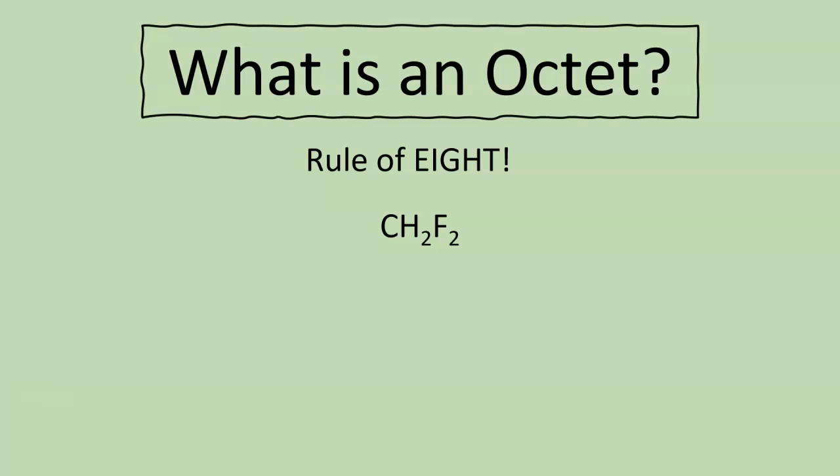So if we have a CH2F2 molecule, I know we need 20 valence electrons. If you're confused on how I know that, you should go check out your video library and find your Lewis structure video, and it should be able to help you figure out your valence electrons if you're struggling with that.